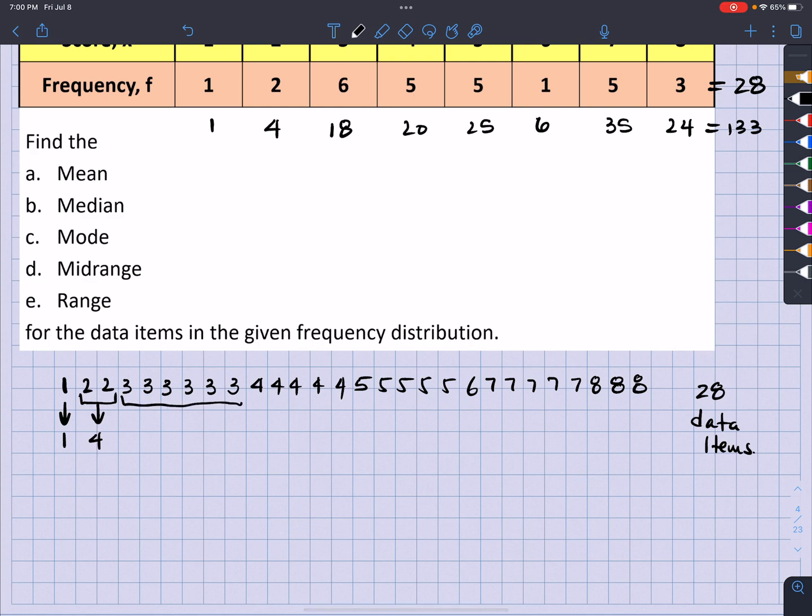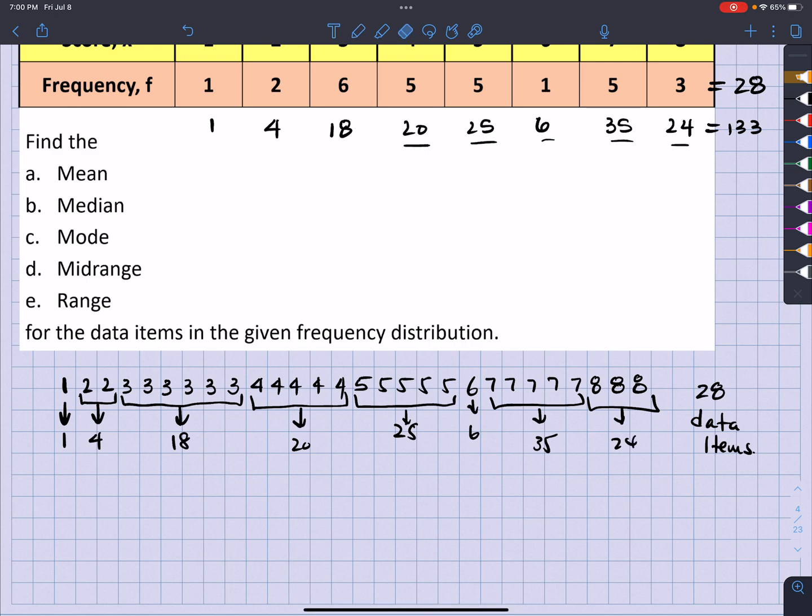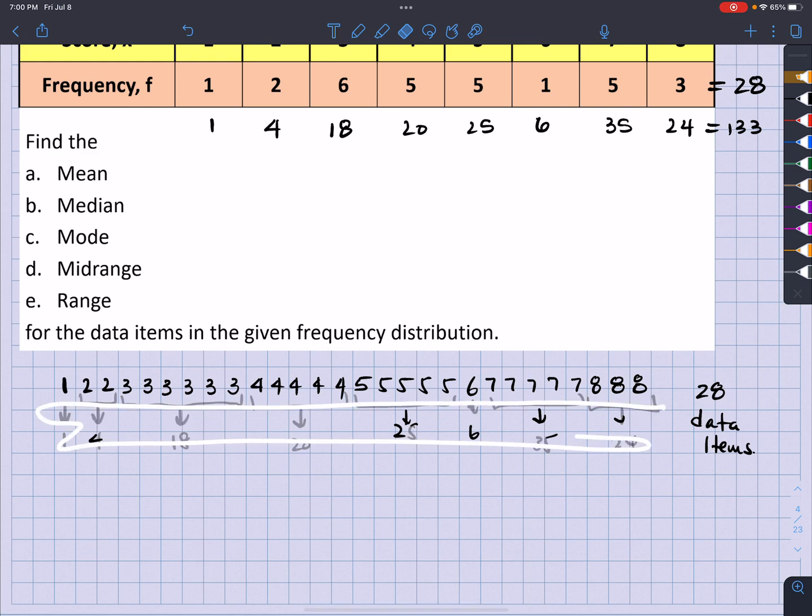This right here, I got 6 of them, is going to give me 18. This right here is going to give me a 20, right? And you'll see the 20 right there. This right here gives me the 25. This right here is just going to give me the 6. Right here is going to give me the 35. And right here is going to give me the 24, right? Just like these numbers that I see up here. So I hope that you see that as we go.